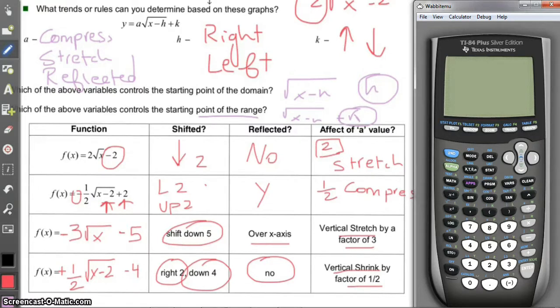Now go ahead, try 6 and 7 on the back sheet on your own, and then there should be another video showing you that and the inequalities. Good luck.